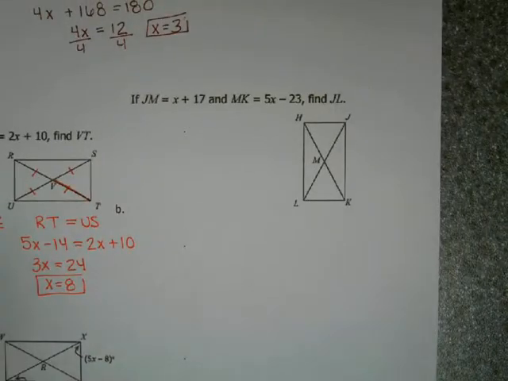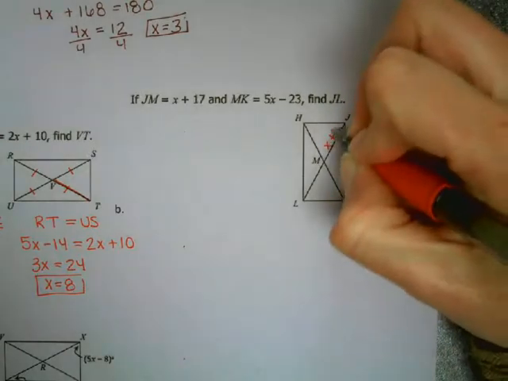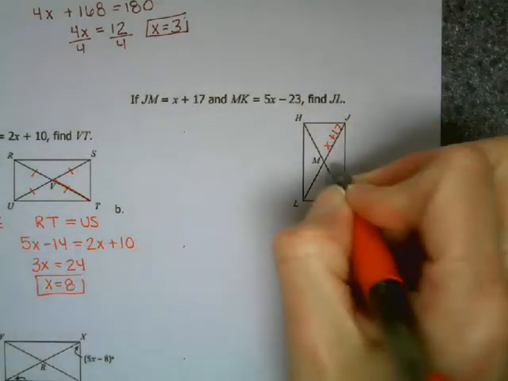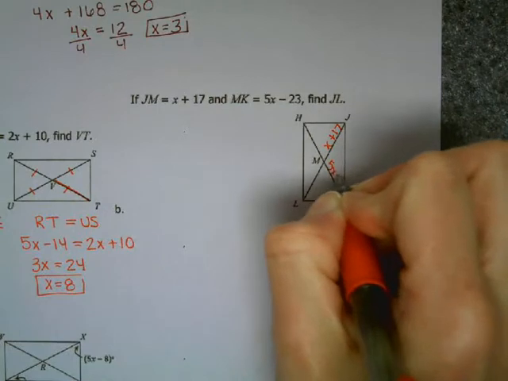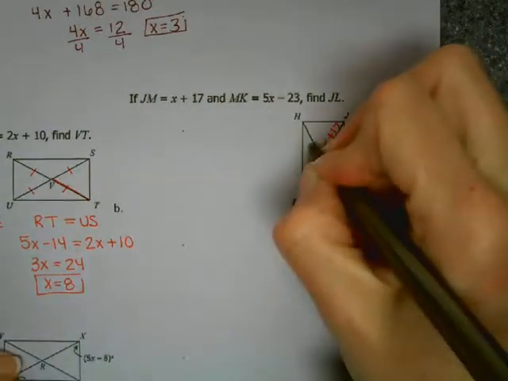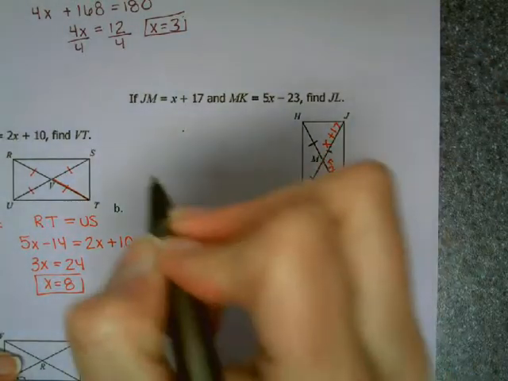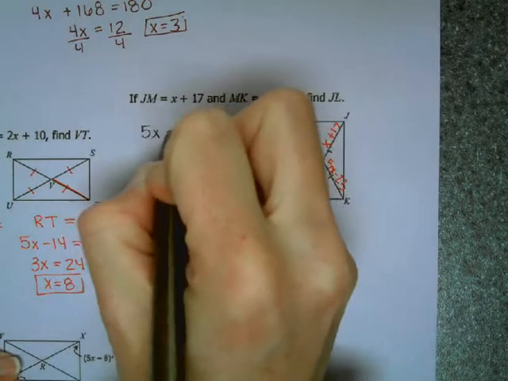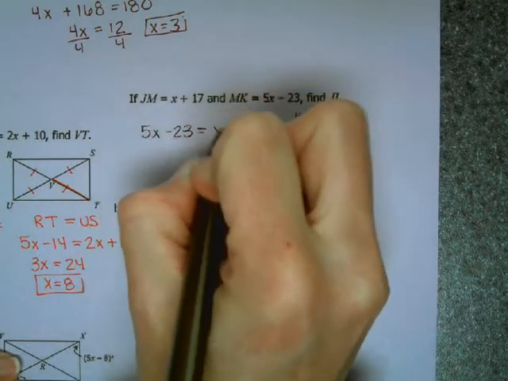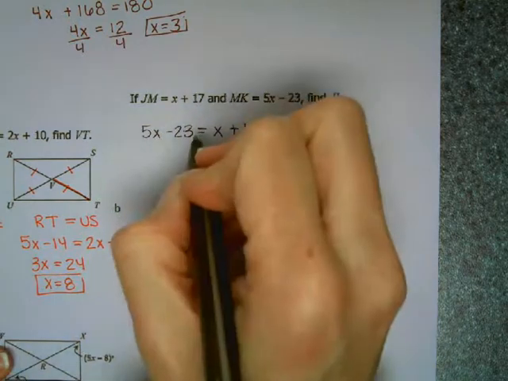Alright, so this one's another rectangle, kind of vertically here. JM is x plus 17, and MK is 5x minus 23. Well, we learned on the last one that the diagonals are congruent and the diagonals bisect each other, so I put in that picture that all four in a rectangle are congruent. So we can just set 5x minus 23 equal to x plus 17. And solve for x.